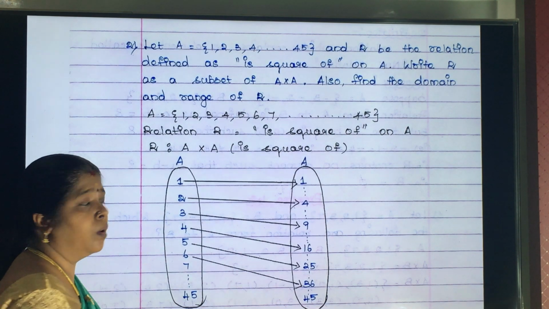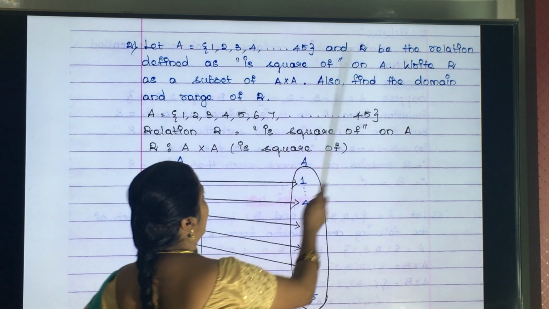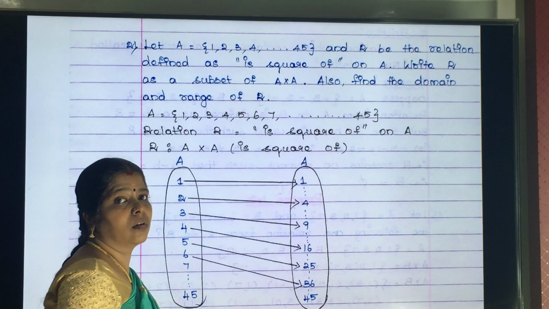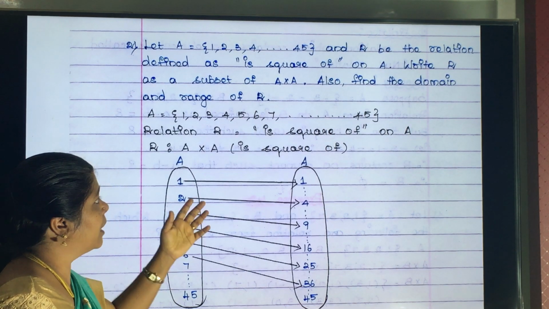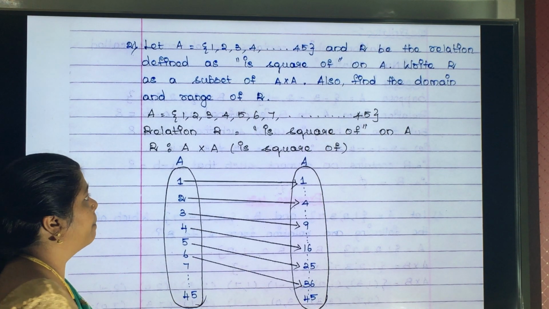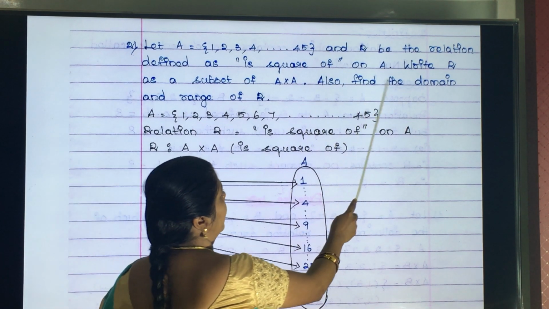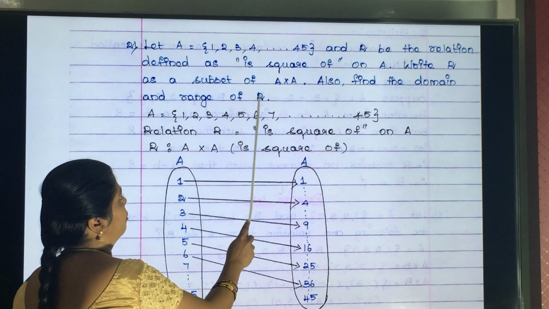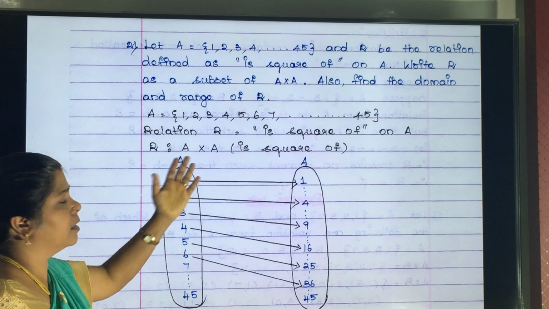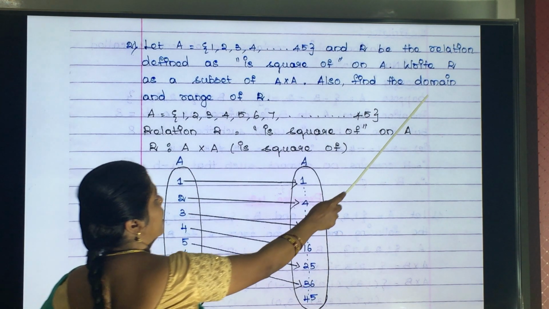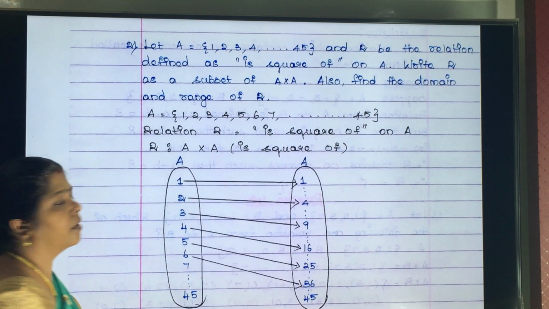We need to show that the relation R is a subset of A cross A. A similar kind of sum we have already done in the example. Also find the domain and range of R. So after that, the second question asked is, you need to find the domain and range.